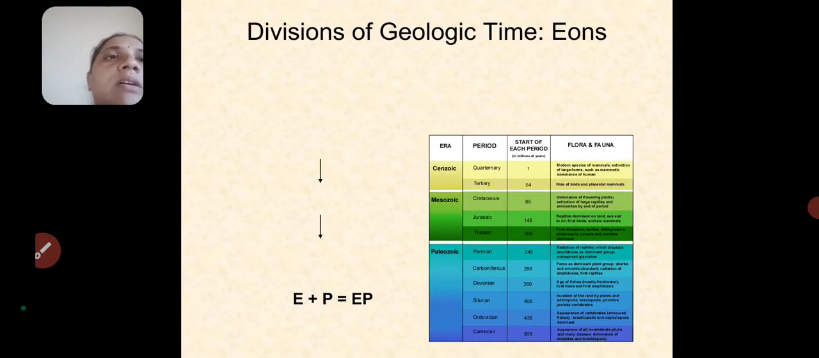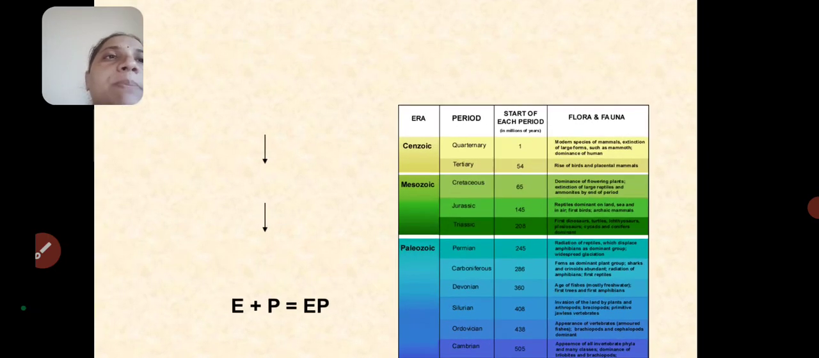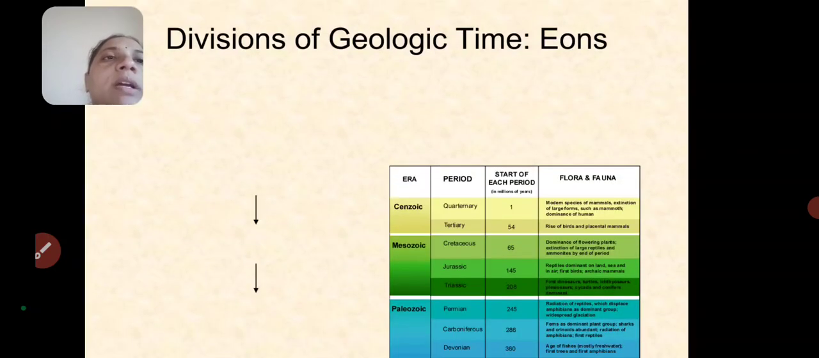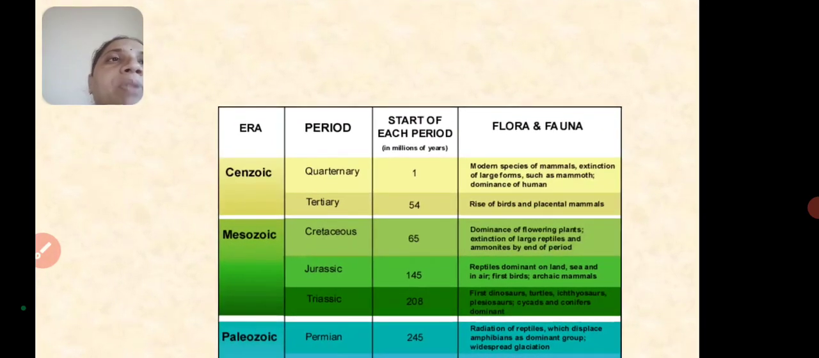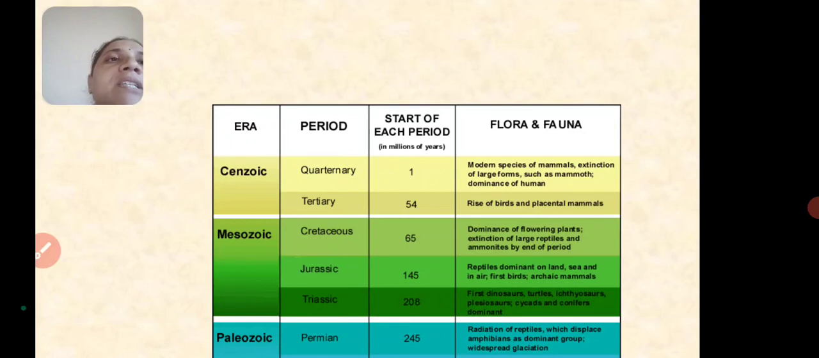So, eras: Cenozoic, Mesozoic, Paleozoic. Next, periods. In the Cenozoic, Quaternary period, Tertiary period. The start of each period is given in millions of years ago, 1 million years ago. The flora and fauna: modern species of mammals, extinction of large forms such as mammoths, and dominance of humans.